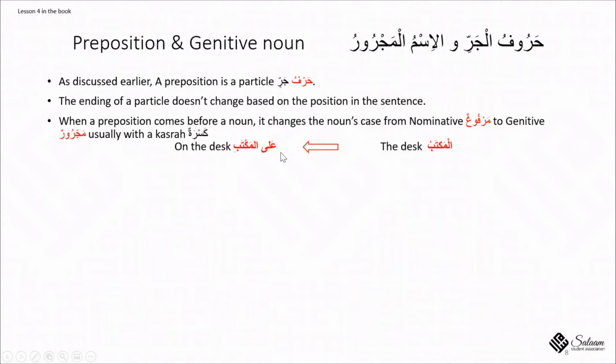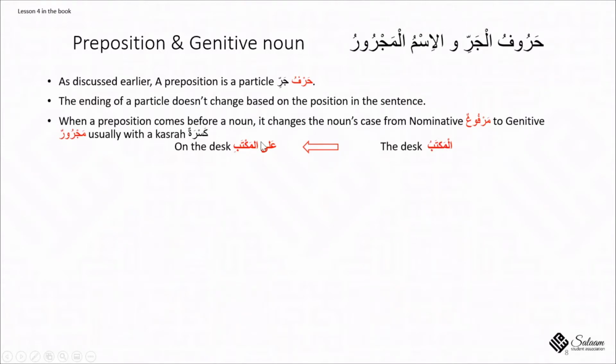al-maktabu, it cannot be ala al-maktabu. It should be ala al-maktabi, على المكتب. So if you can see here, the المكتب is the same noun, but it came after a preposition. Now it has a كسرة.